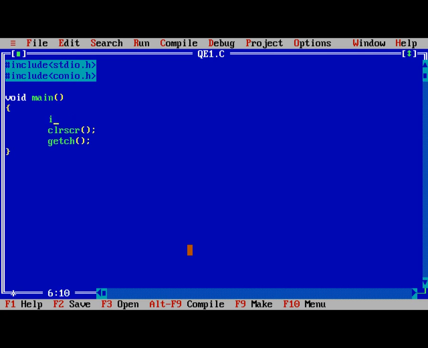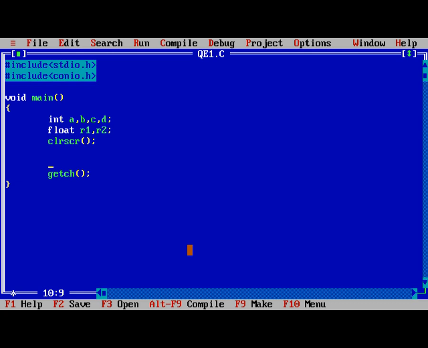Now we have four variables: A, B, C, D. The coefficient of x square is A, the coefficient of x is B, and the constant is C, and we need to find the discriminant value D. The roots are in float, so R1 and R2.